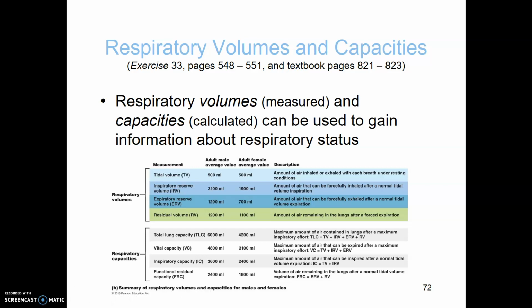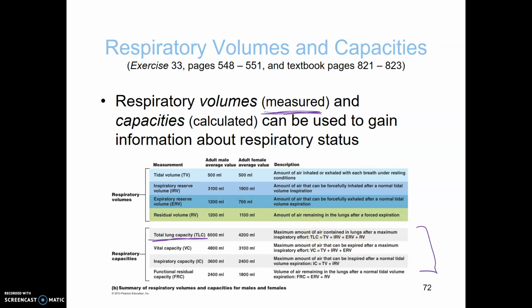So there's volumes and then there's capacities. The respiratory volumes are what we can measure, so that is what we would measure in the lab that we were supposed to do if we weren't quarantined. And the capacities are what we use these volumes to calculate. So down here, for example, we can calculate your total lung capacity. That's the maximum amount of air that can fit into your lungs. You can see that it's a combination of all of these volumes.